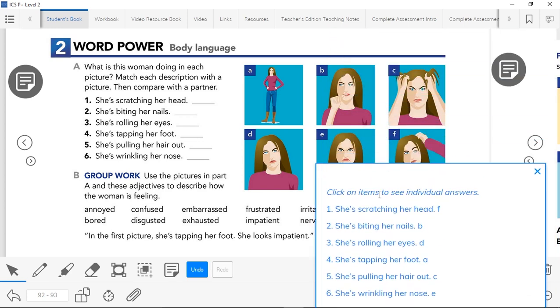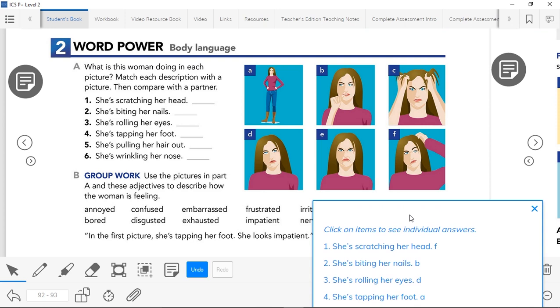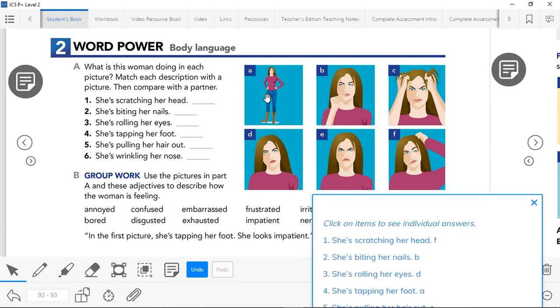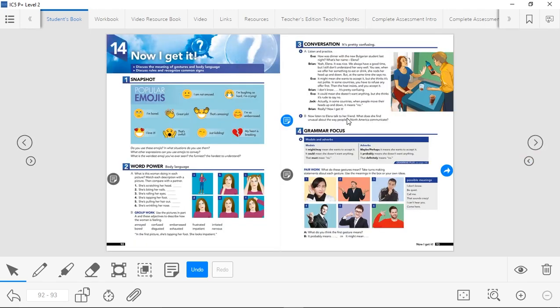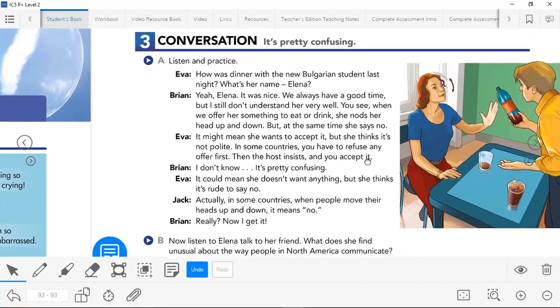She's scratching her head. It's the letter F, this one. She's biting her nails. It's letter B, this one. She's rolling her eyes. It's letter D, this one. She's tapping her foot. It's letter A. This one. She's pulling her hair out. It's letter C. This one. And she's wrinkling her nose. It's letter E. This one. If you have those answers, very good. You are correct. Now let's go and listen to this conversation.